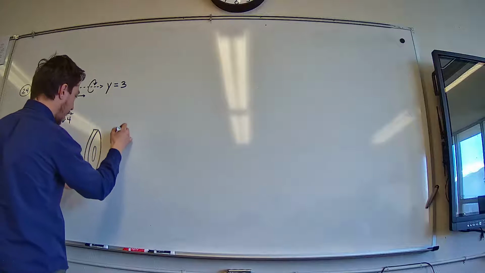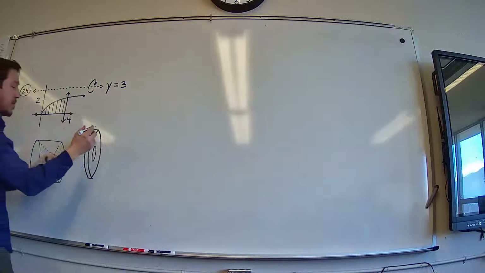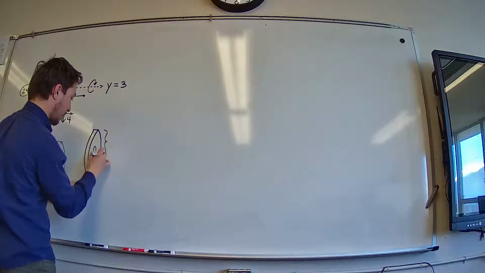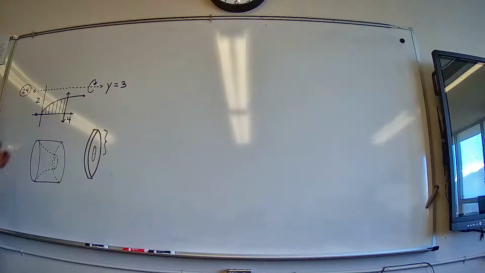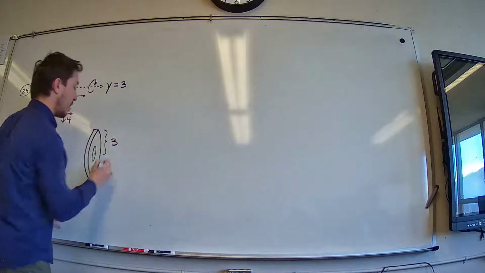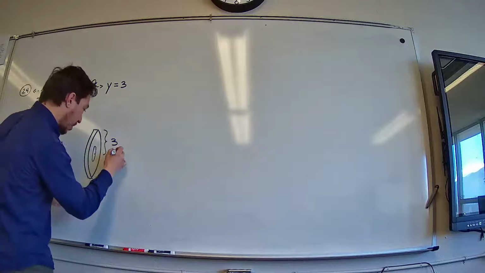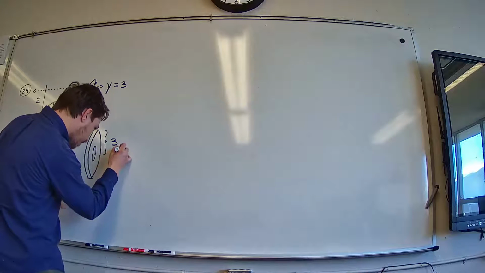What is the outer radius? What's the outer radius of this thing? 3? Does everyone agree? Yeah. So it's the distance from here to here. That's always going to be 3 because this is a constant function. So 3. And then what's the inner radius?